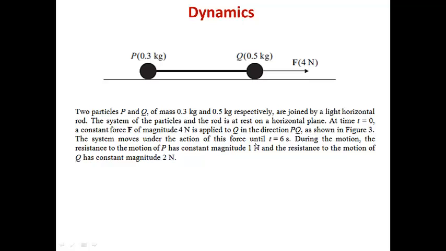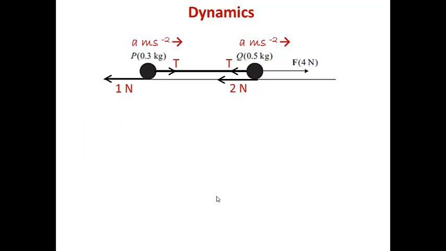The system moves under the action of this force until t equals 6 seconds. During the motion, the resistance to the motion of P has a constant magnitude 1 newton, and the resistance to the motion of Q has a constant magnitude 2 newtons. Let's draw those onto the diagram. Drawing the forces, there'll be a tension in the rod, and mark an acceleration. So we'll assume that it's accelerating at a meters per second squared. And clearly, as the particles are connected by the horizontal rod, they'll both be accelerating at the same rate.